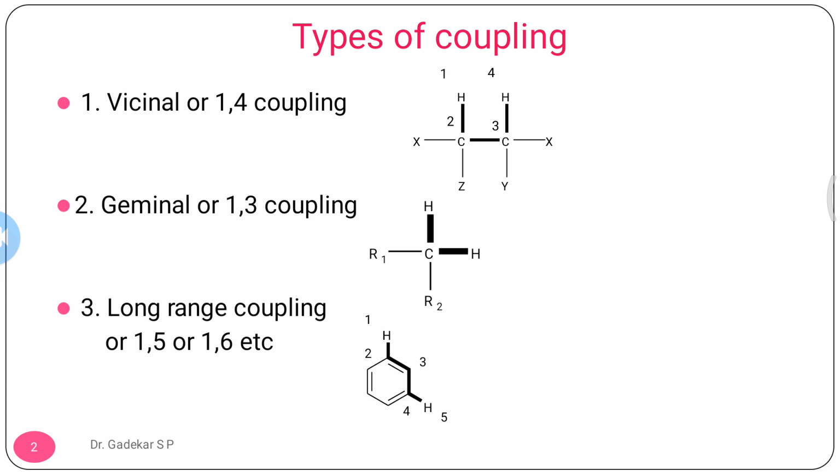Third is long range coupling. In long range coupling, 1,5 coupling or 1,6 coupling, the protons are placed at 1,5 or 1,6 positions. Here is an example of benzene: one proton interacts with the fifth. This is known as long range coupling. Long range coupling is not considered in our syllabus, but this is information for you. We will discuss long range coupling in next year's or MSc lecture.